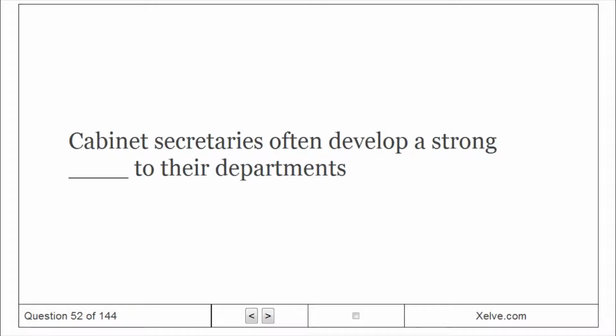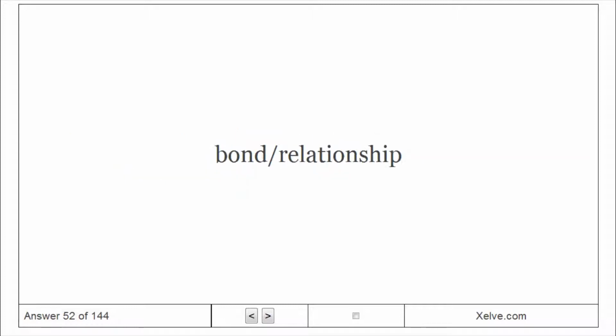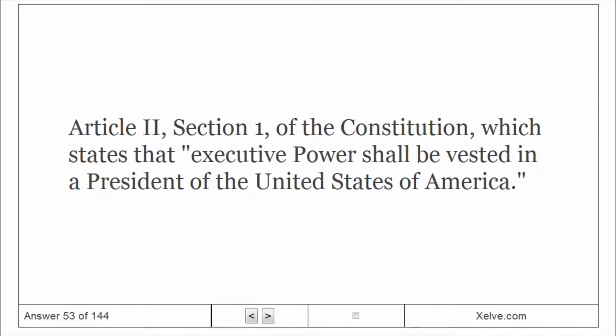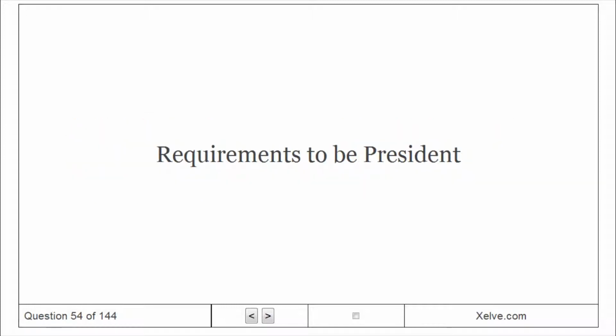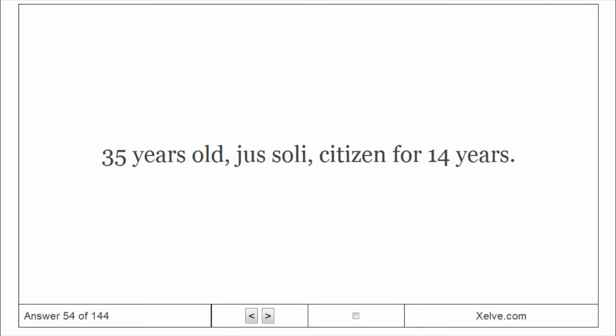Cabinet secretaries often develop a strong bond relationship to their departments. Define vesting clause: Article 2, Section 1 of the Constitution, which states that executive power shall be vested in a President of the United States of America. Requirements to be President: 35 years old, jus soli, citizen for 14 years.